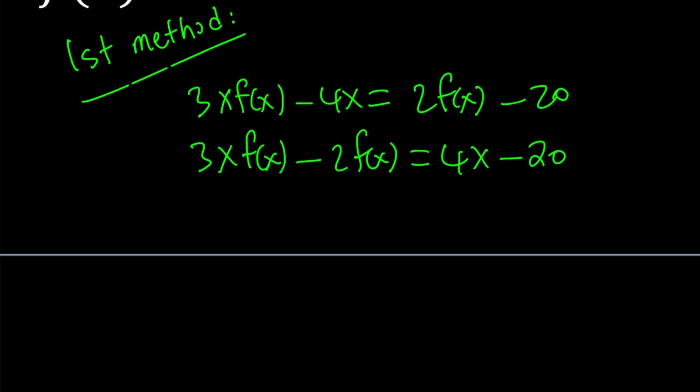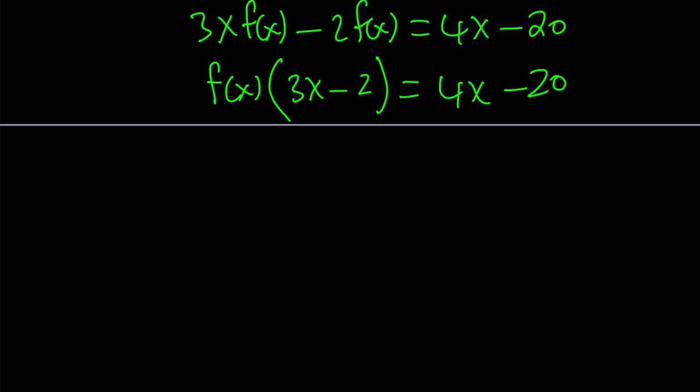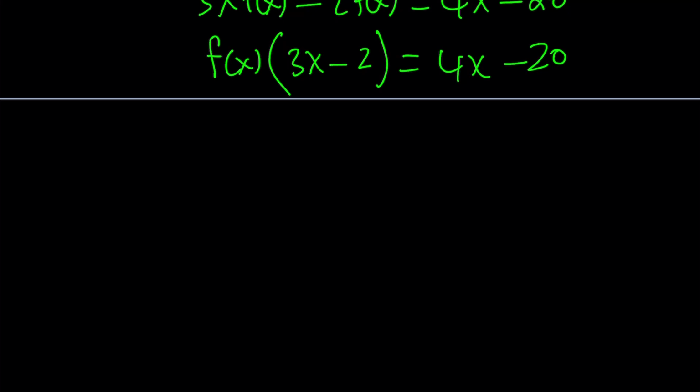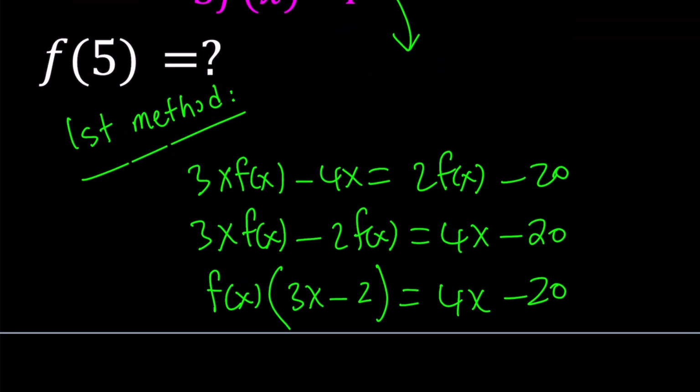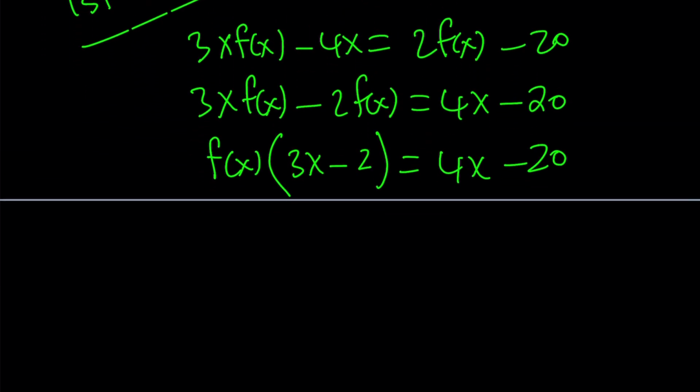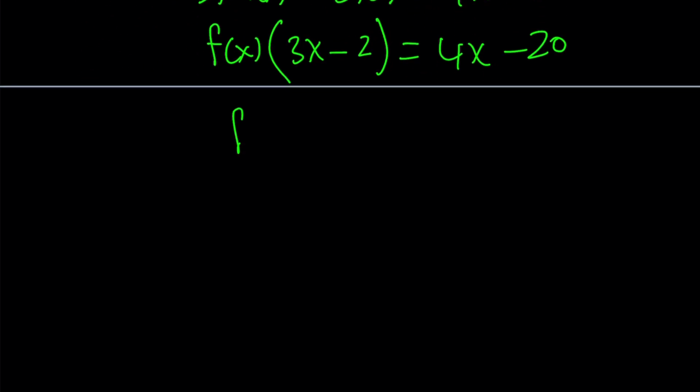Okay, let's go ahead and factor out f of x. That gives us 3x minus 2 inside the parentheses, and that equals 4x minus 20. Great. Now at this point, we can divide both sides by 3x minus 2 to isolate f of x. Because remember, we're trying to solve for f of 5, so if we can find f of x, then we can replace x with 5 to find f of 5. Okay, great. Let's do that.